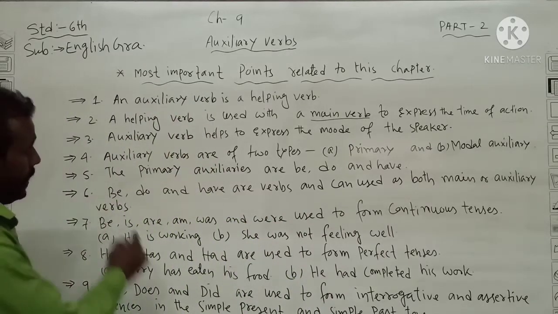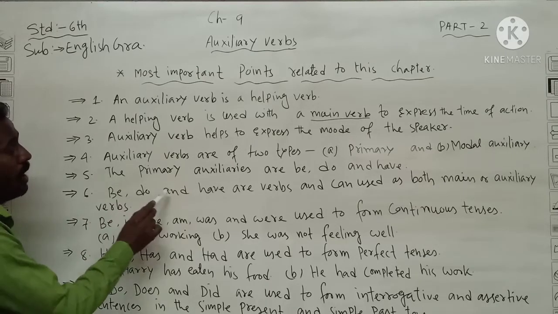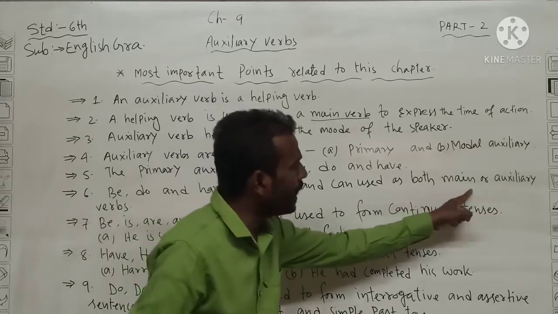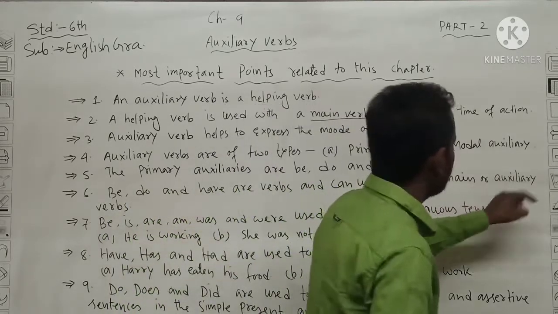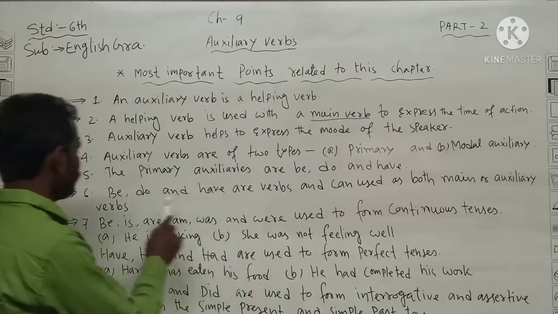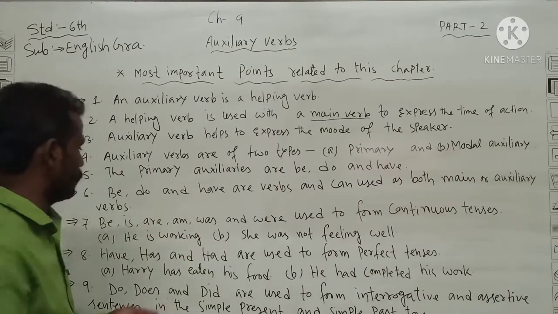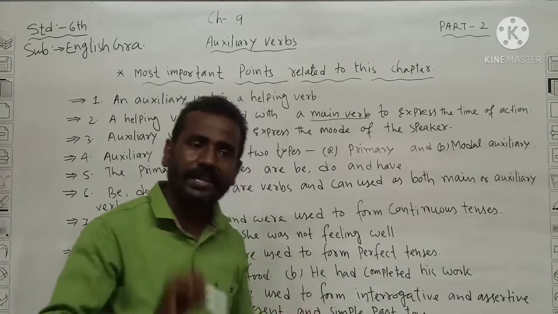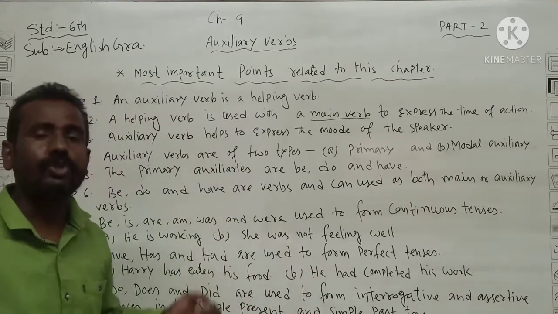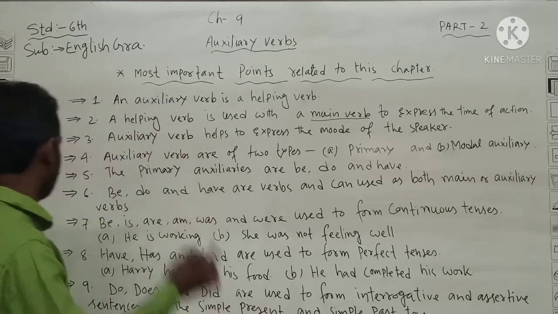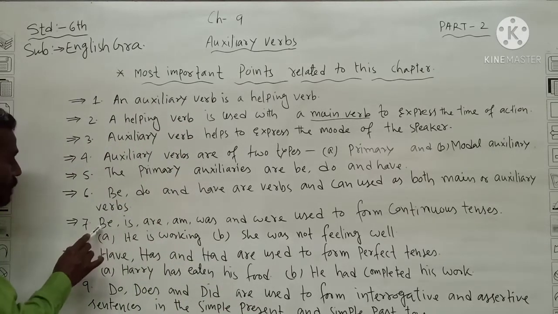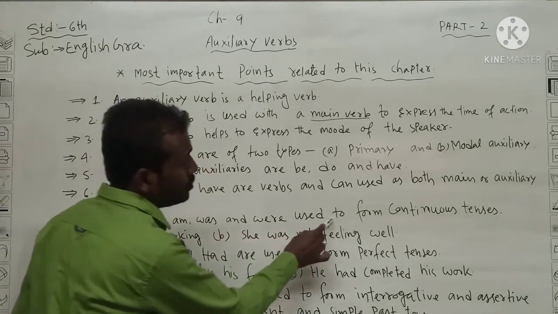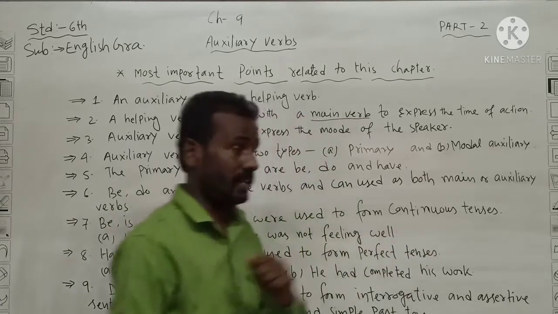Point number 6: be, do, and have are verbs and can be used as both main and auxiliary verbs. That means both main and auxiliary. Like one example, do: Do you write? Do you go? Do you play? Like that. Point number 7: be, is, are, am, was, and were are used to form the continuous tense.